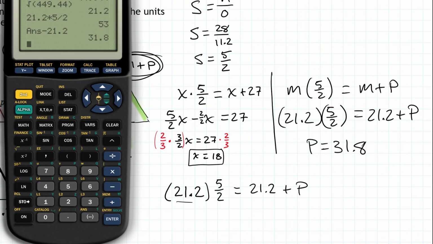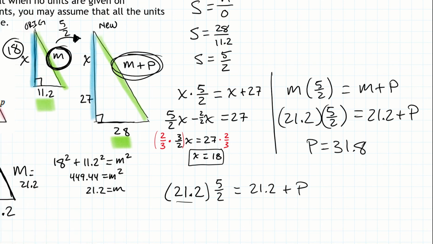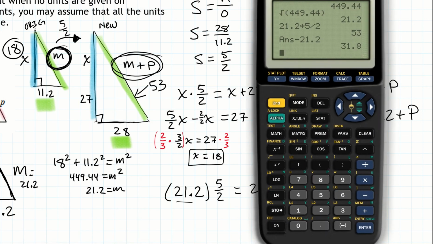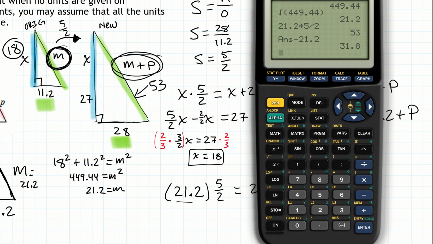I know what p is, and I also know the whole length of that side, right? This side that's labeled in green, it's the 21.2 plus 31.8. 21.2, that would be a 10, carry the 1, that's a 3, 3 and 53. So this whole thing is 53 units. So, a couple of internal checks, right? Now that I know what all the pieces are, I can do a little bit of checking.